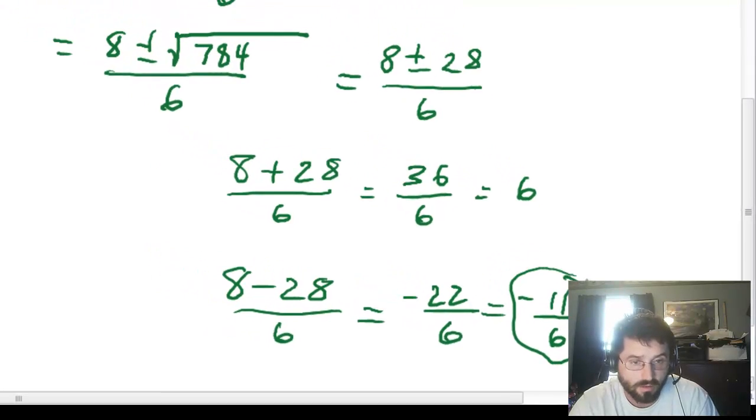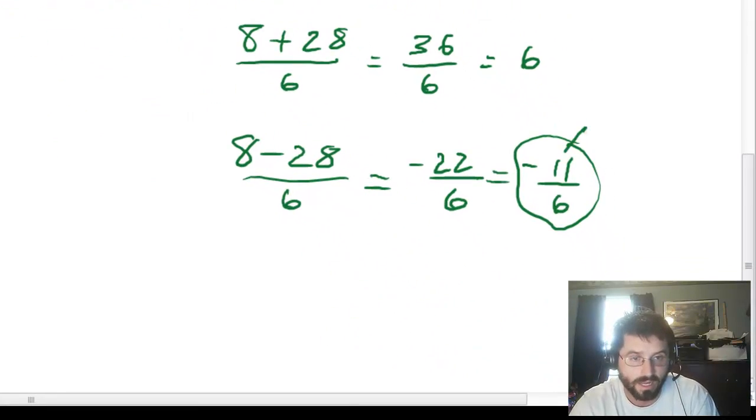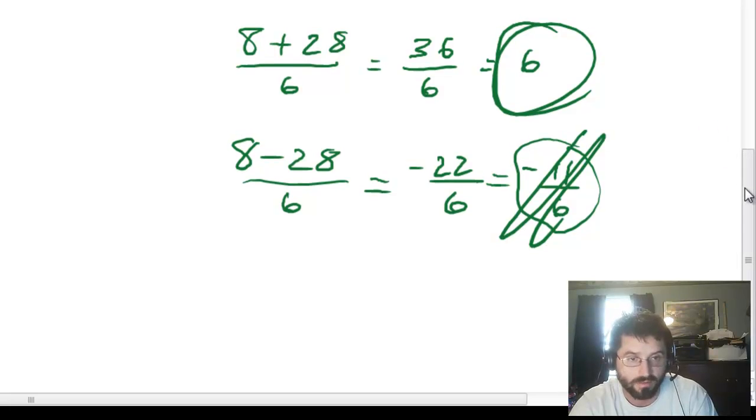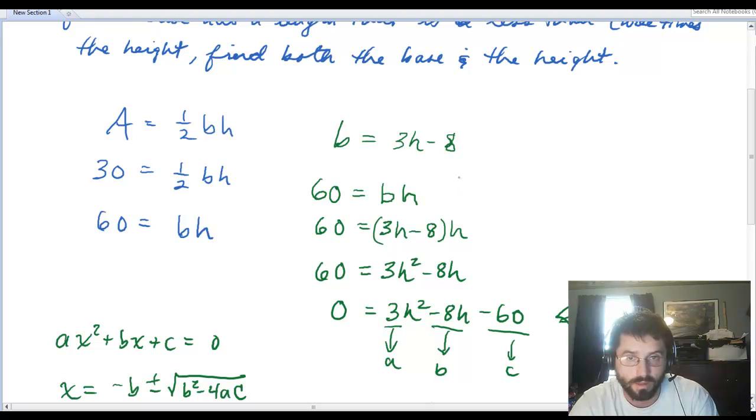And this is a solution to this quadratic up here. However, because the height here is on a triangle, you can't have a negative height, so your height is 6. You have to take the positive answer. And if the height is 6, going all the way back to the top, then we had this equation. And if you plug in 3 times 6 minus 8, that's 18 minus 8, which is 10. And so there you go. You get the base and the height.